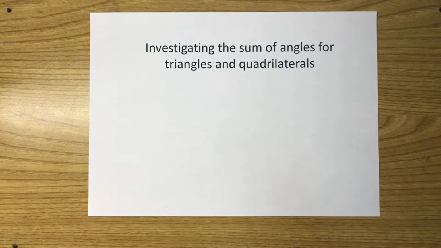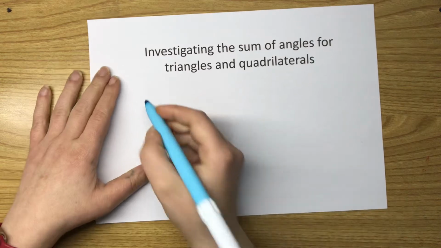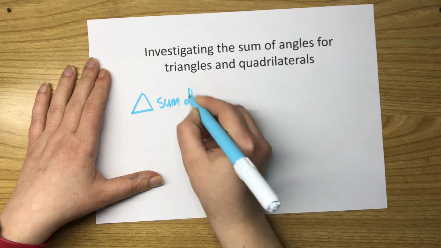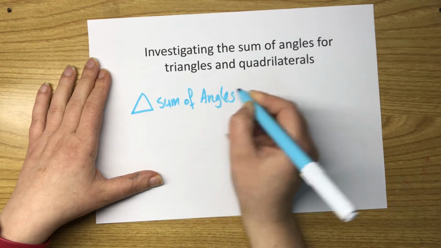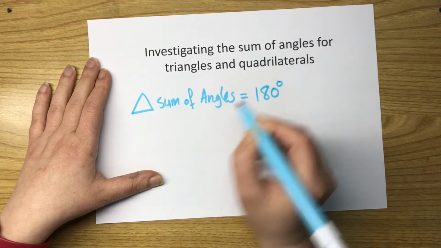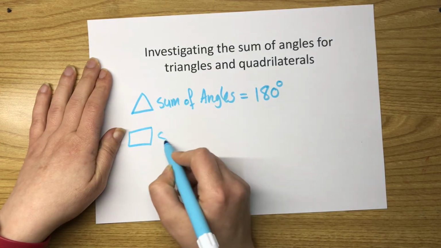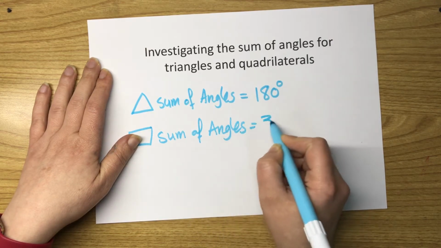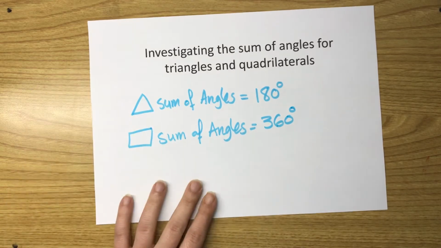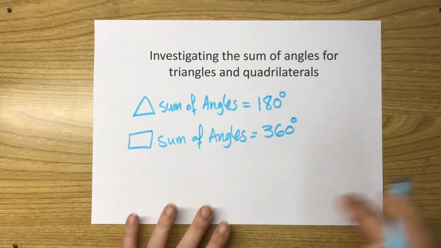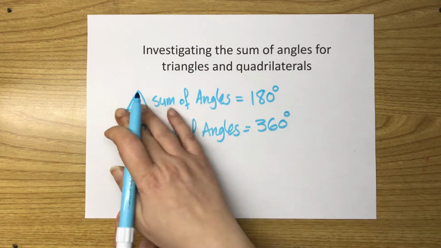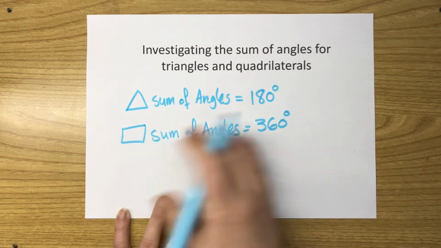Again, let's conclude. The conclusion is, for any triangle, the sum of angles equals 180 degrees. For any quadrilateral, the sum of angles will be 360. Okay, in the next slides, I'm going to talk about triangles alone, and about the quadrilaterals alone.